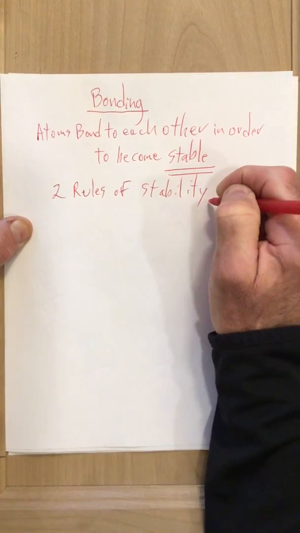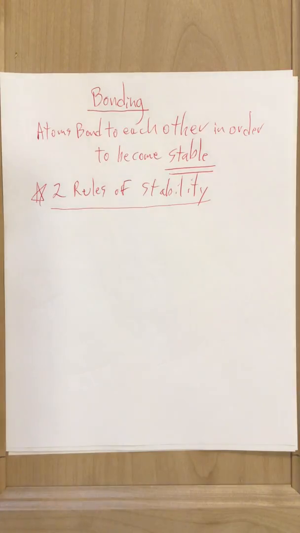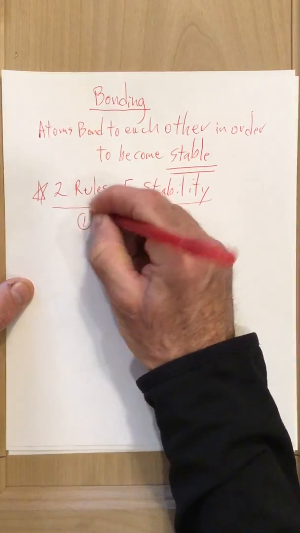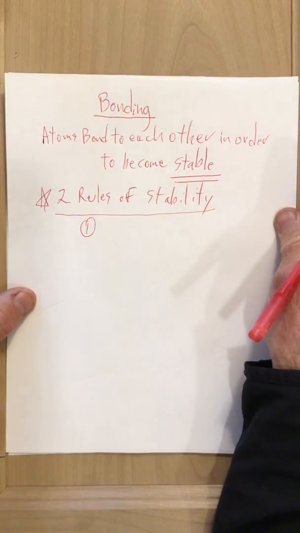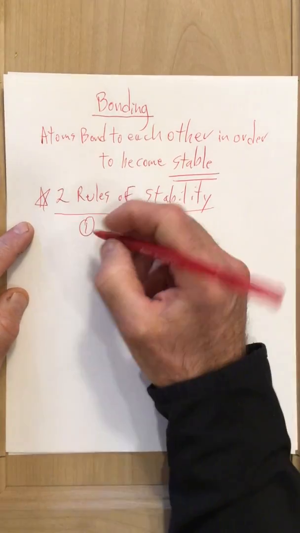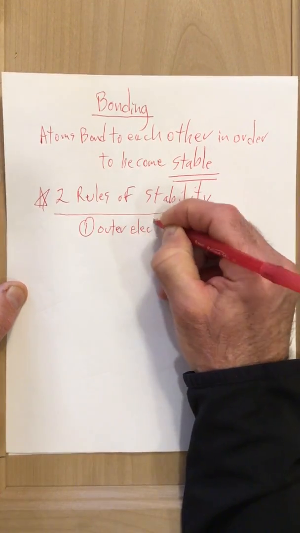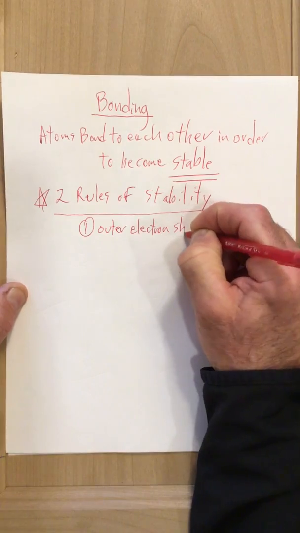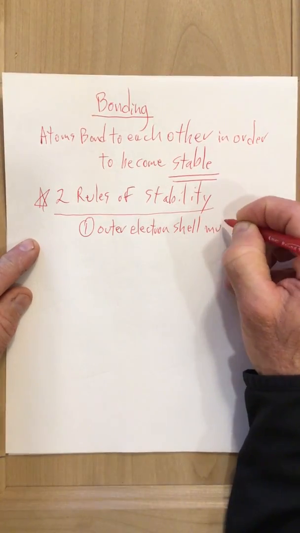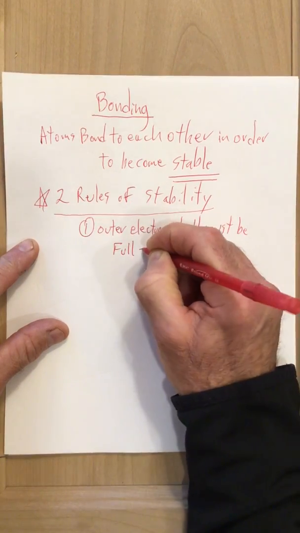And every atom has to try constantly to satisfy these two rules. I'm going to put them in order of importance, not necessarily in time, but importance. The first major rule, and this is the one that has to always be true, and this is what causes chemistry to happen for the most part: the outer electron shell must be full. And what do I mean by full?